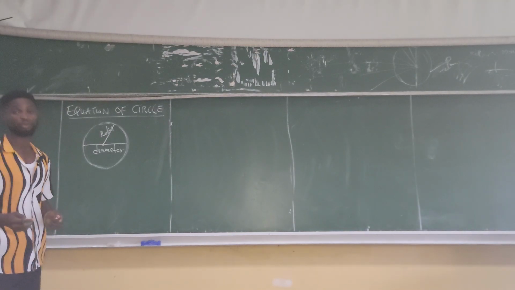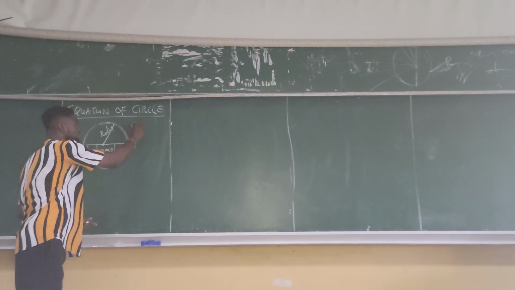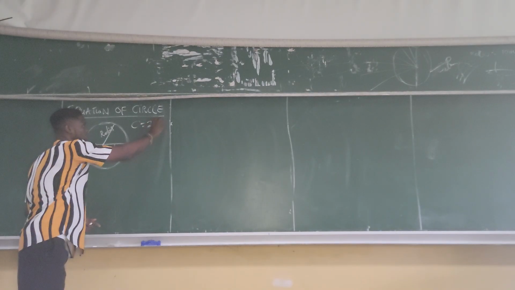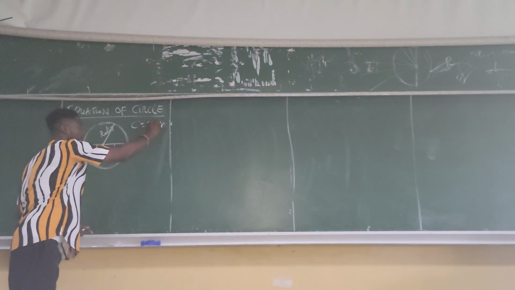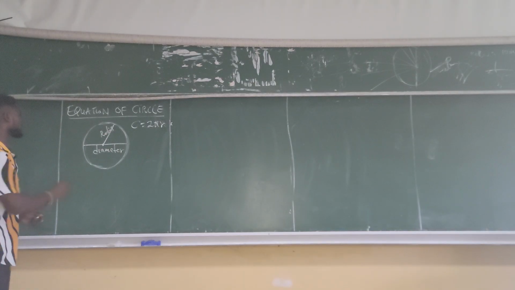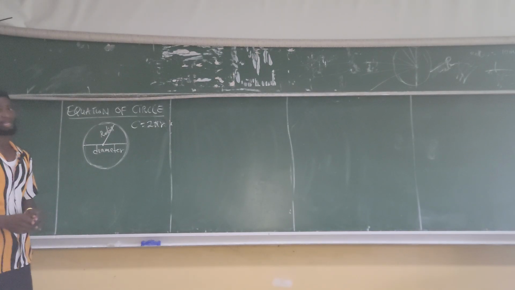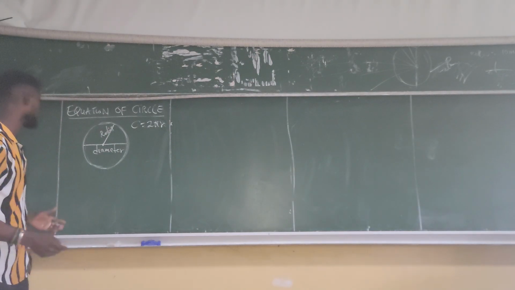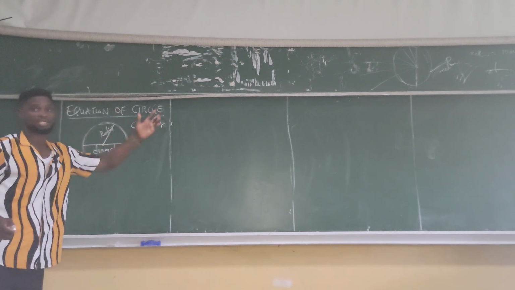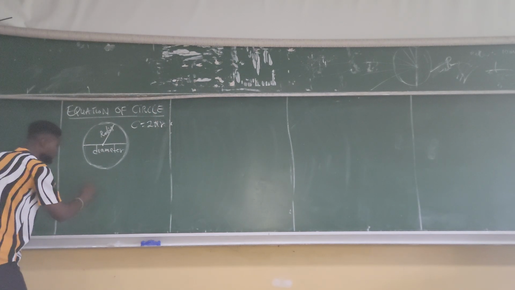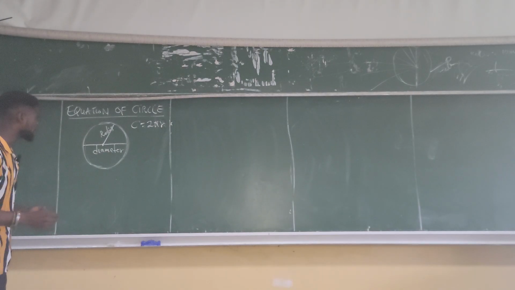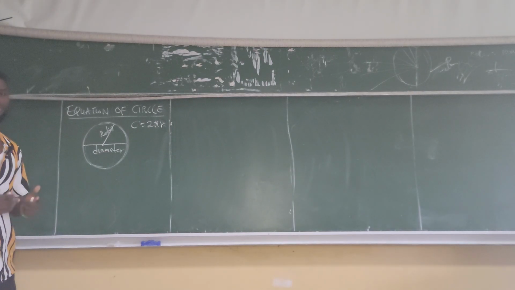And the circumference we all know is 2 pi r. That is the circumference. But today we are not going to talk about the properties of a circle. We are talking about the equation of a circle. Let me give you an illustration of how you can generate the equation.